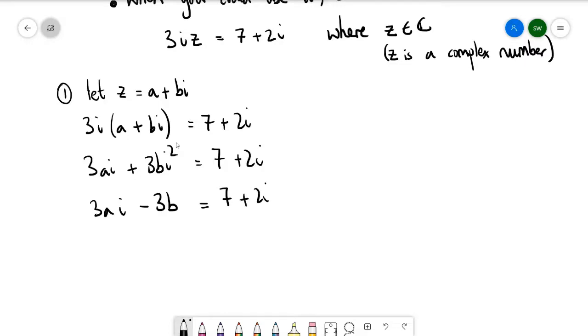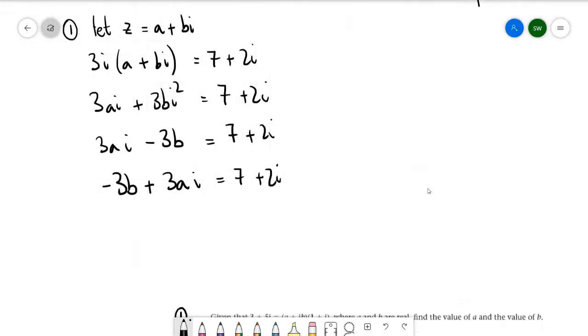So if I make this left-hand side look a little bit more like a complex number, so the real part is minus 3b, and then plus the imaginary part, which is 3a times i. So now I've written it like that. Hopefully it's quite clear to see that now I can equate the real parts. The real part on the left-hand side is minus 3b, and the real part on the right-hand side is 7. So minus 3b is equal to 7, so b equals minus 7 over 3.